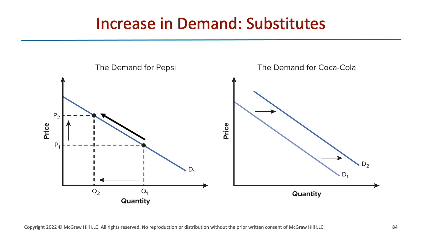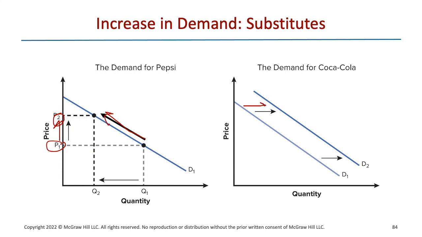Here's another example of substitutes, where you have the demand for Pepsi and the demand for Coca-Cola. You walk into the store, thinking you're going to buy Pepsi, but lo and behold, the price of Pepsi has actually gone up. So price has increased along the demand curve. You look over and, oh look, Coca-Cola is either on sale or let's just say it's the same price, but it's now cheaper than Pepsi.